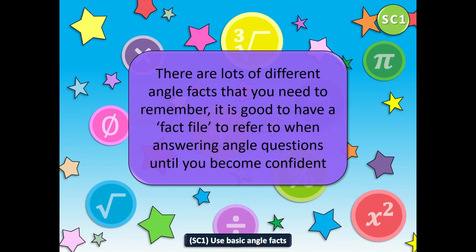So there are lots of different angle facts that you need to remember, and it's good to have a fact file to be able to refer to when answering angle questions until you become confident with these.